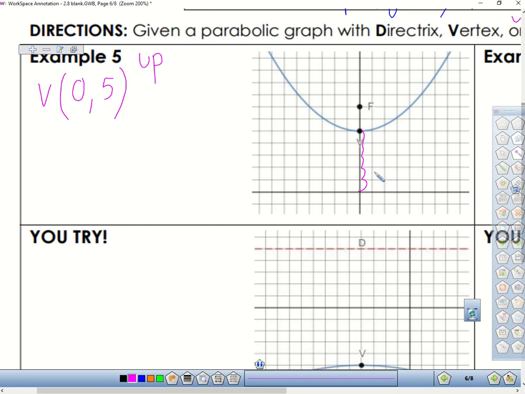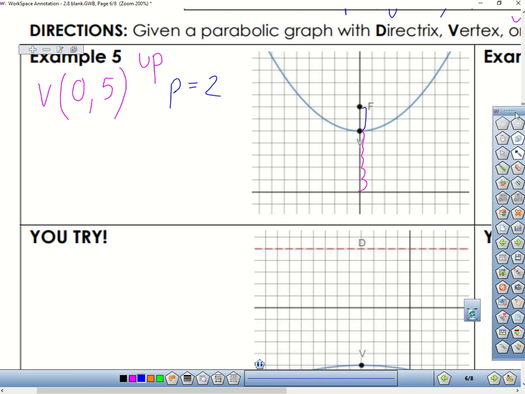So now we need to find P. P, we know, is the distance from the vertex to the focus. So what's that distance? 2. Now, this is positive because it opens upward, but what if this were downward? It would have been -2. So if it's downward or to the left, your P is negative. If it's upward or to the right, it's positive.